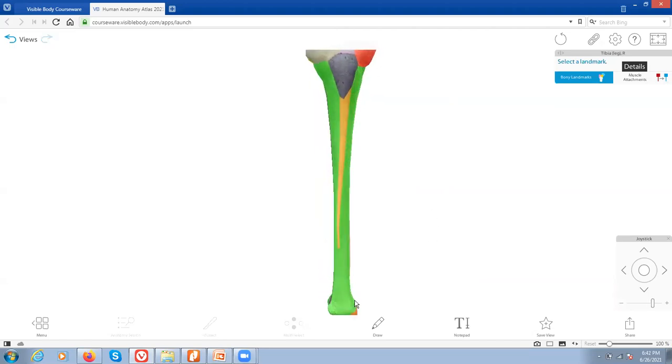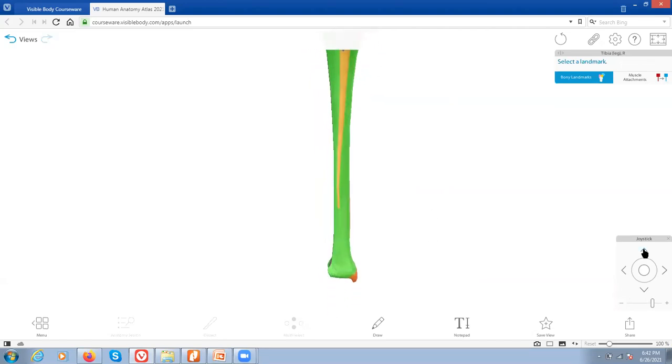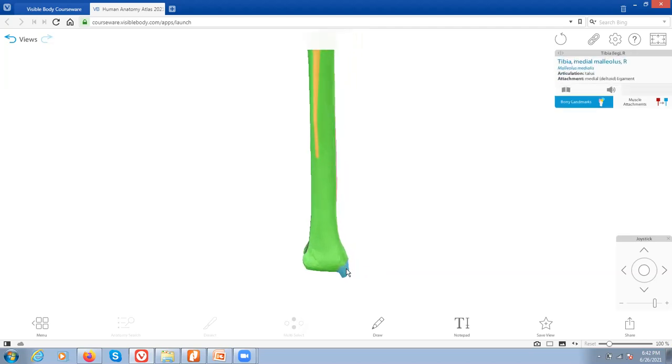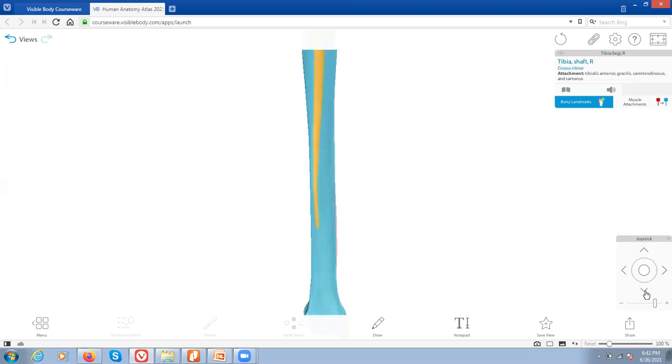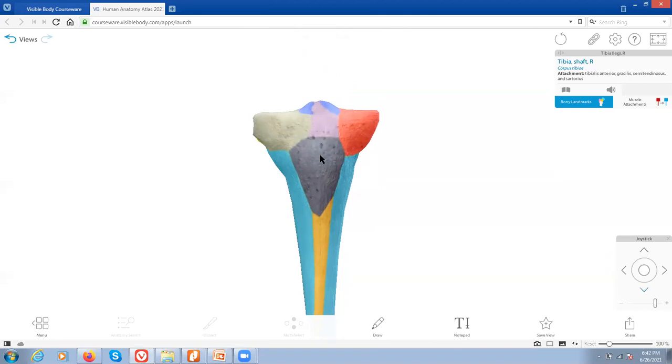So for tibia, as I mentioned, this portion is called the medial malleolus. So those are homologous to what we saw with the styloid processes up in the arm region. We do have, of course, the shaft. And then at the top, we have several other interesting features. We have a very large bump here called the tibial tuberosity, and that is where the patellar ligament is going to attach. So that kind of holds the patella in place.